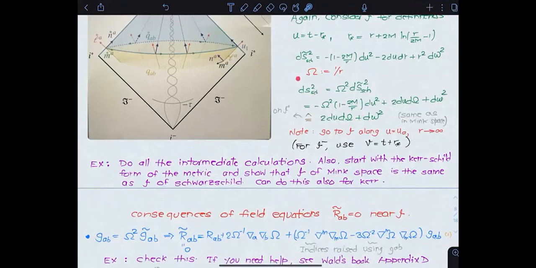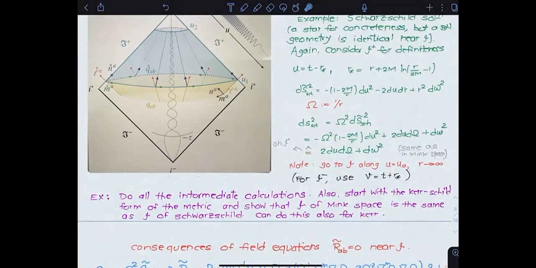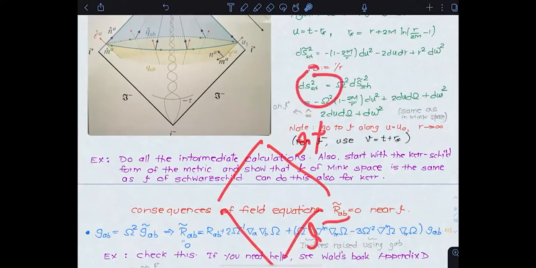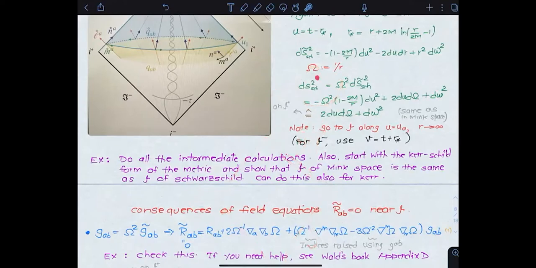And now if you set omega to be equal to 1 upon R and rescale the metric, this is a conformally completed metric, which is now well defined everywhere, including scri. Previously, the physical metric is not well defined on scri, but the conformal metric that I'm defining is going to be well defined and is given by just this.